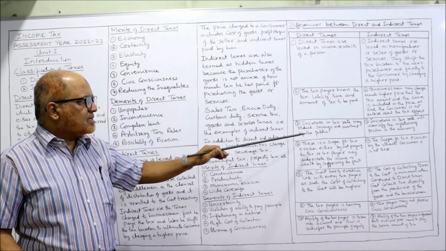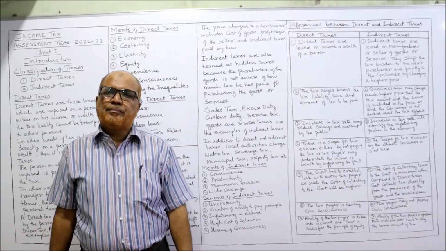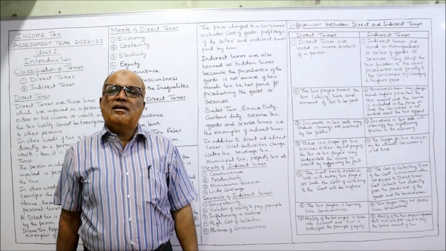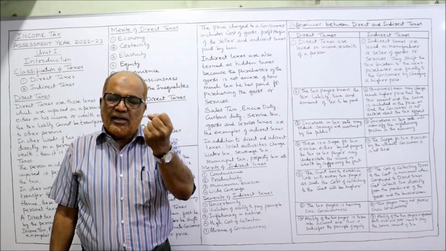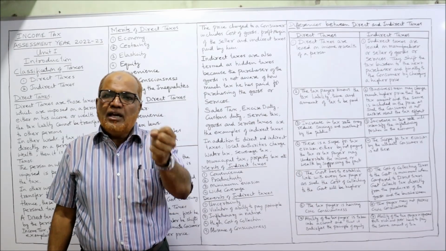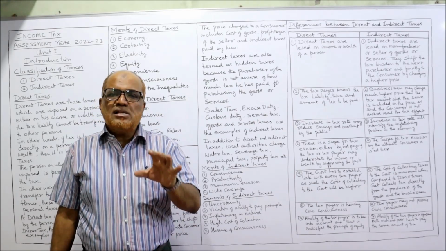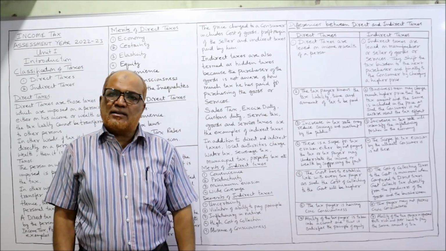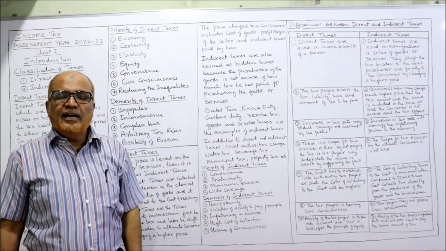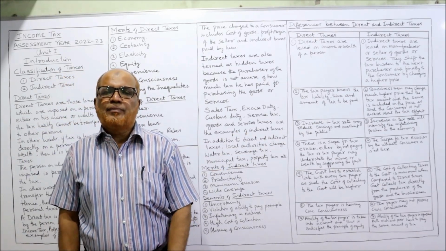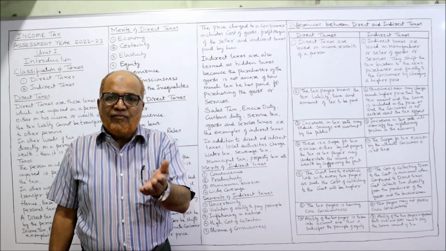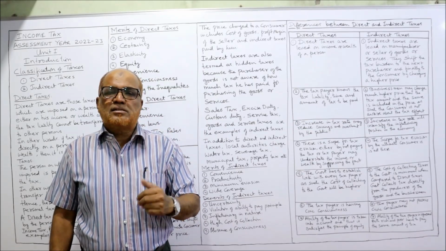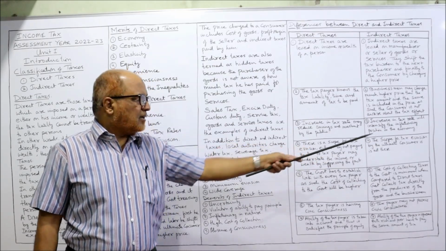Here, increase in tax rate may reduce savings and investment. If the tax rates increase, the savings of the people will decrease. Saving decreases, investment will also decrease. That is the effect of increasing the direct tax rate. Whereas if indirect tax rates are increased, it leads to an inflationary situation. Inflation will increase if there is an increase in indirect tax.